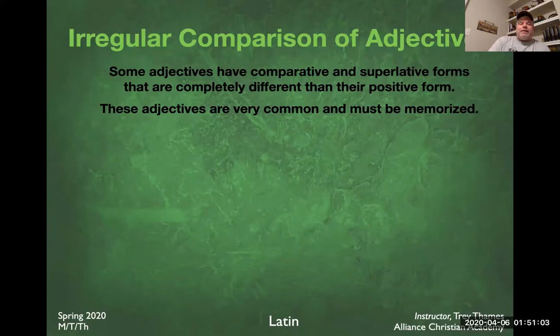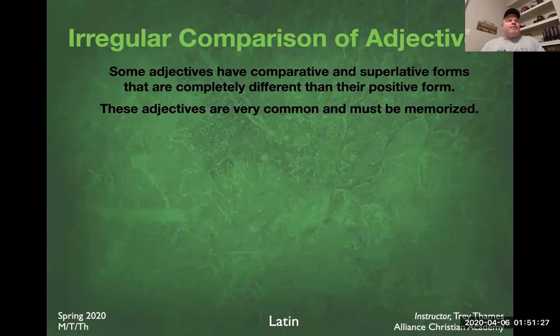They are completely different. And because of that, you just have to memorize the forms in the positive, comparative, and superlative. To give you an example, if we want to say small, smaller, smallest, that's positive, comparative, superlative. They all look the same. That's easy. You just add an ER or an EST to the end. But some of our words, even in English, they don't look anything alike.